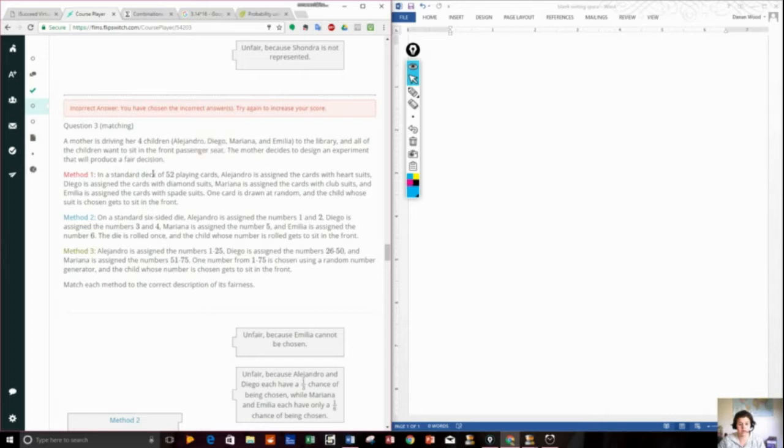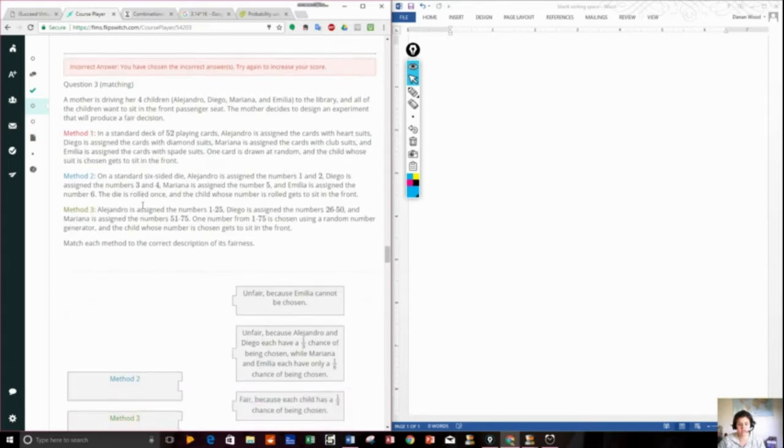So, method 1, in a standard deck of 52 playing cards, Alejandro is assigned cards with the heart suit, Diego is assigned cards with the diamond suit, Mariana is assigned cards with the club suit, and Emilia is assigned cards with the spade suit. One card is drawn at random, and the child whose suit is chosen gets to sit in the front seat.